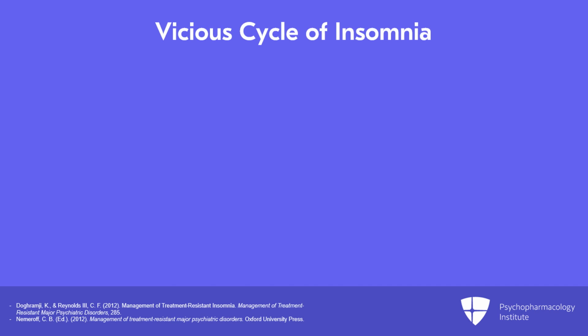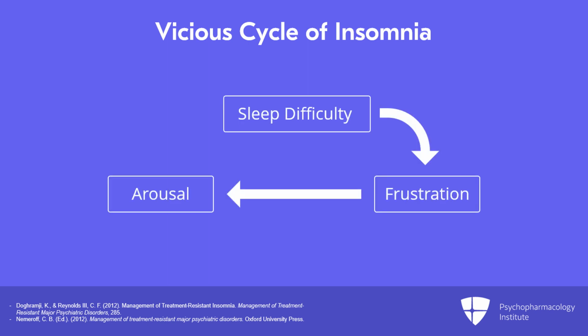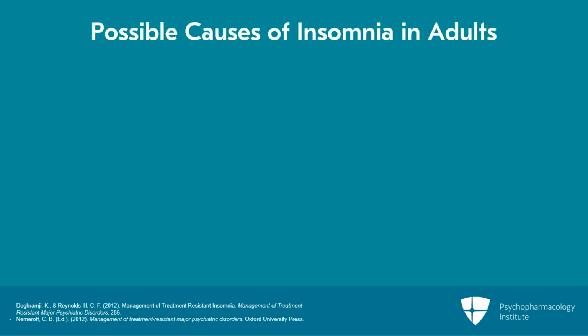At the core of what we're doing is the vicious cycle displayed here, sleep difficulties leading to frustration, to more arousal, to further sleep difficulty. And ultimately, by means of our workup and intervention, we want to substitute a virtuous cycle for the vicious cycle depicted here. As part of the workup, consider possible causes of insomnia disorder in adults.